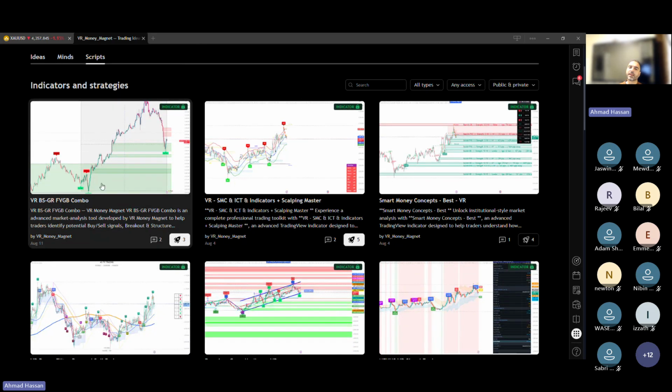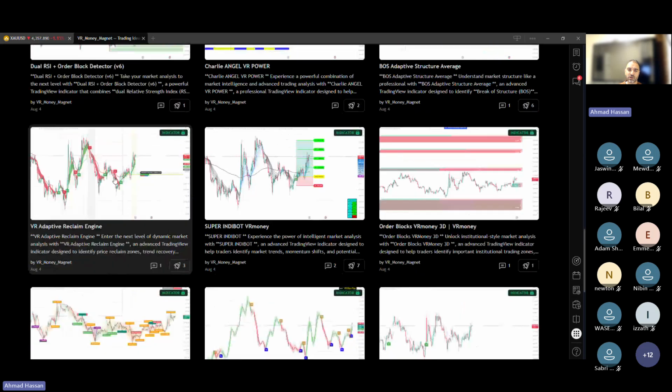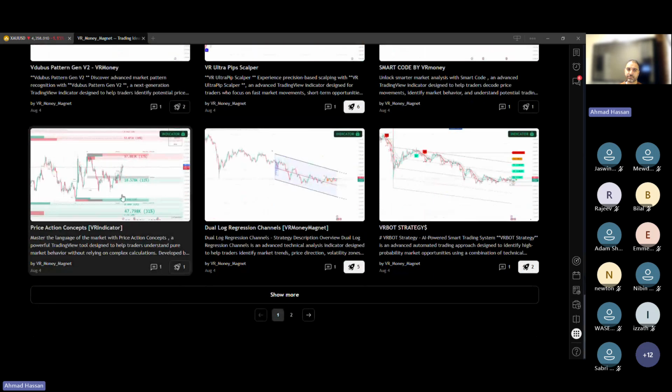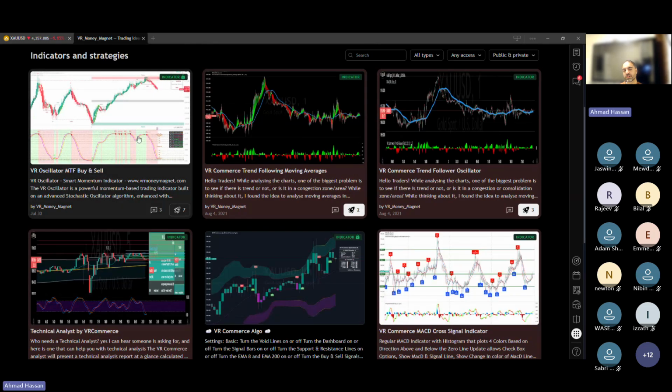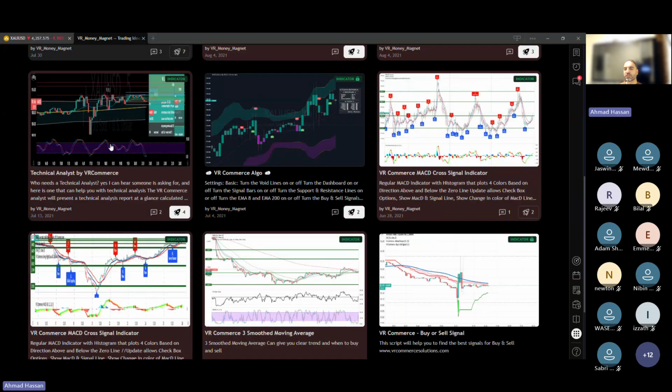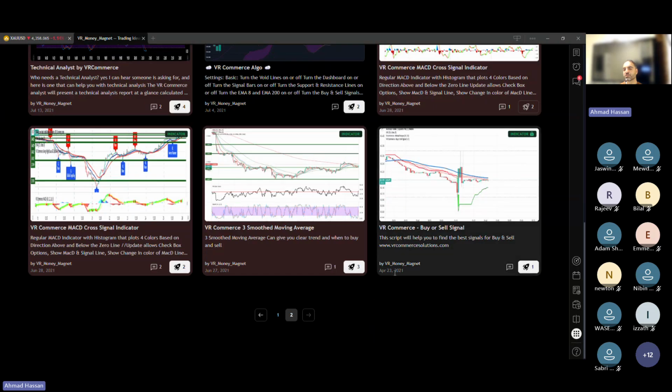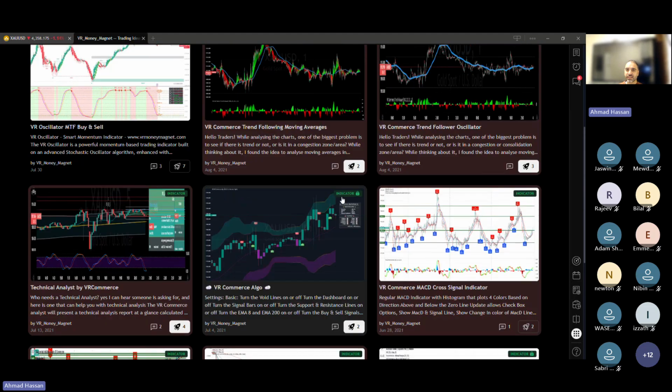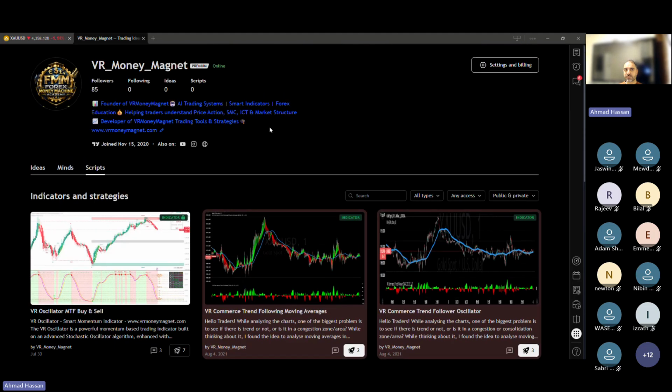Number 2. Number 3, we have VR oscillator. And of course, price action is all-time my favorite. Price action is also there. And remember, I'm not doing this newly. I'm doing this since 2021. So when it was launched, trading at that time also I started making the indicators. So I had basic ones at that time, and now they are advanced ones.